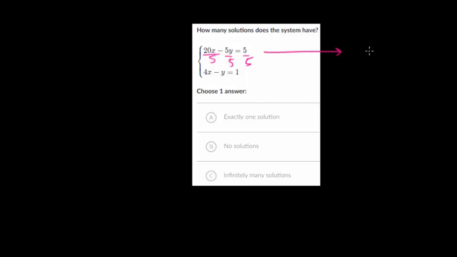And what you get is 4x minus y equals 1. But that's exactly what the bottom equation is. And anytime you have the exact same equation, we could solve this for y, but it will still be equal to the same thing. And so here is where we have two lines that are on top of each other. And so they're going to intersect at every single point. And so here you have infinitely many solutions.